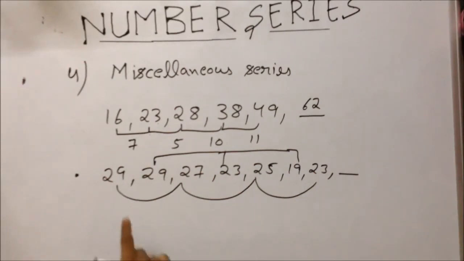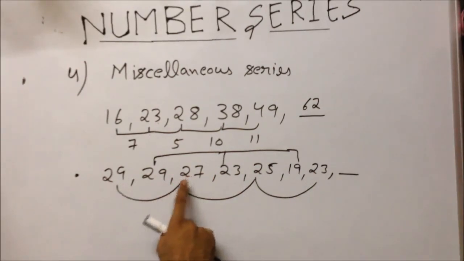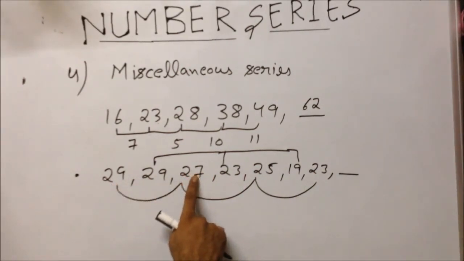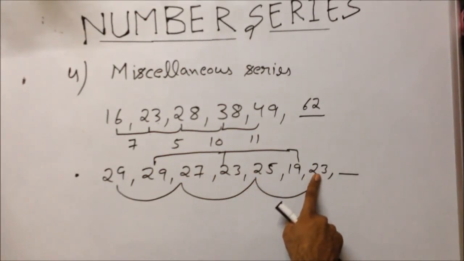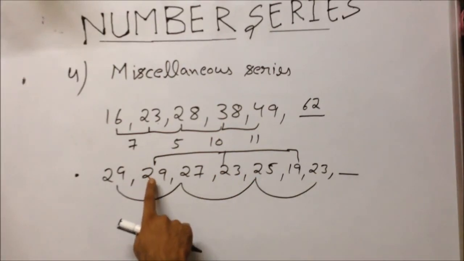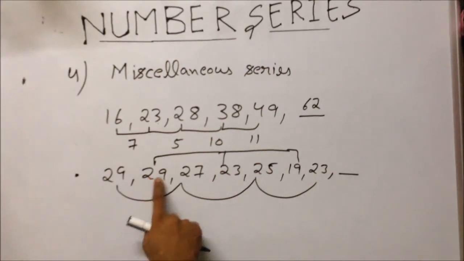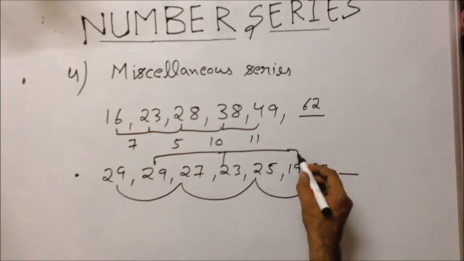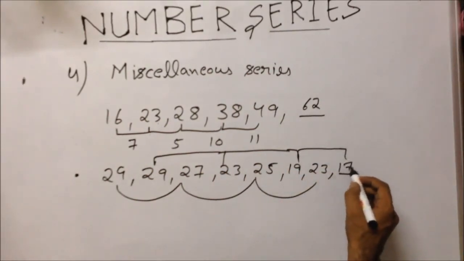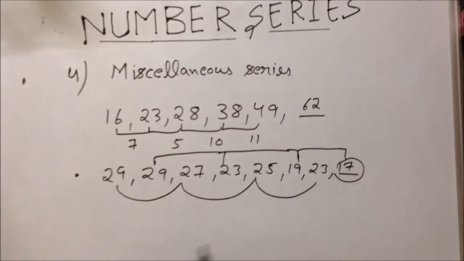What we are doing over here is we are subtracting 2 in this pattern. 29 minus 2 would be 27. Again subtracting 2 would be 25. Again subtracting 2 would be 23. And here what we are doing is we are using prime numbers. After 29 we have used 23. After 23 we have used 19. And the next prime number would be 17. And hence the answer is 17. This is composite series, also a part of miscellaneous series.